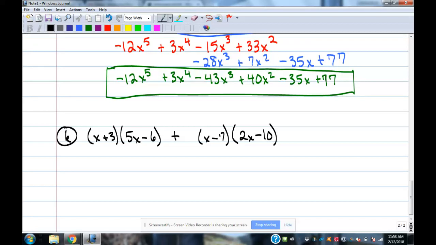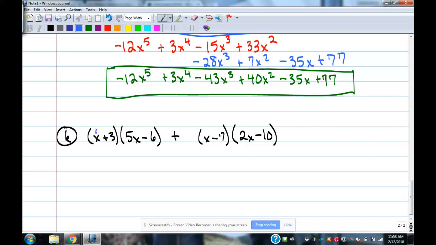So here we have a problem that has some multiplication and some addition. Which thing happens first? Distributive property, because it's what operation? Multiplying. In order of operation, multiplication happens before addition and subtraction. So we've got to multiply out both of these things before we can start adding like terms together. So let's do this first one on the left.